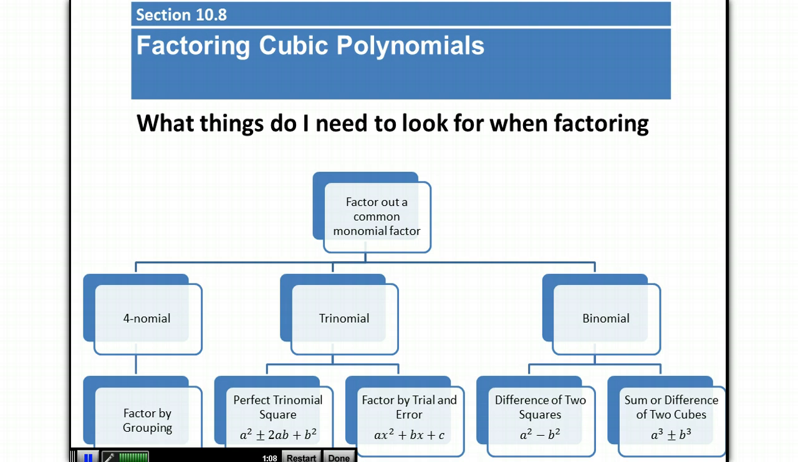But the one thing that we haven't covered today is the sum or difference of 2 cubes. So if we have a binomial and it's a perfect cube plus a perfect cube, or a perfect cube minus a perfect cube, we can factor those out. And that's the last thing that we have on our note sheet, is the sum or difference of 2 cubes.